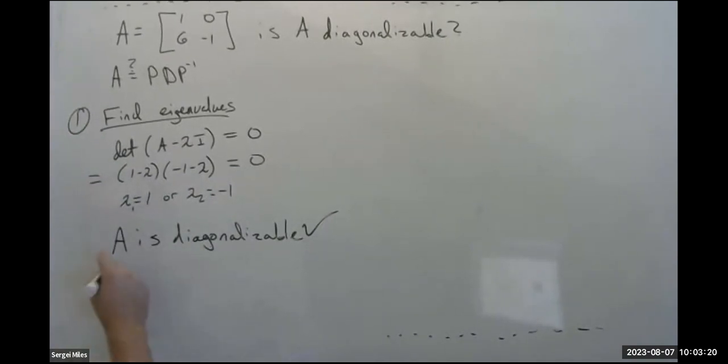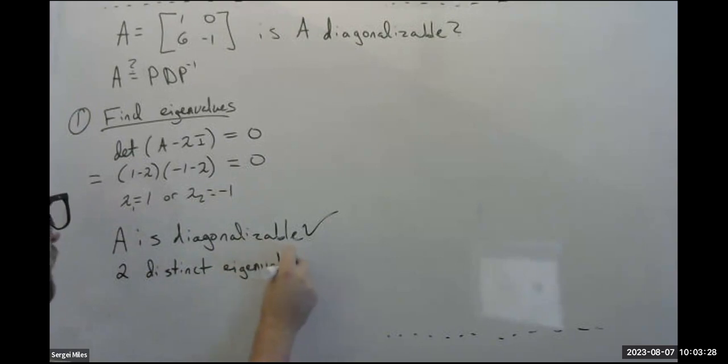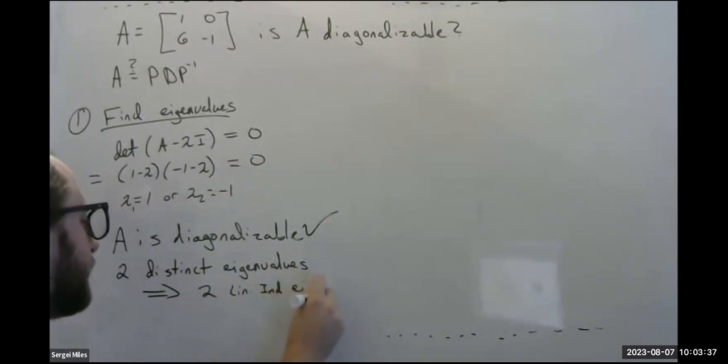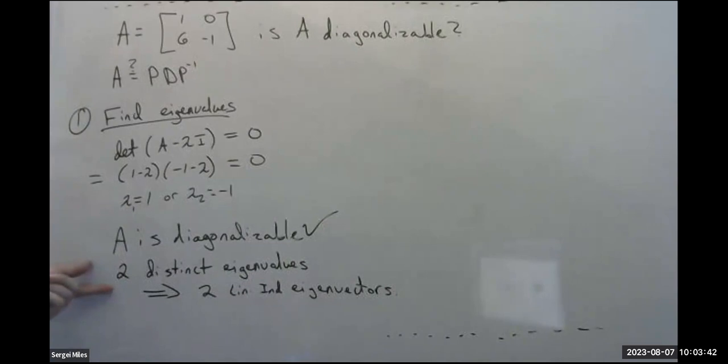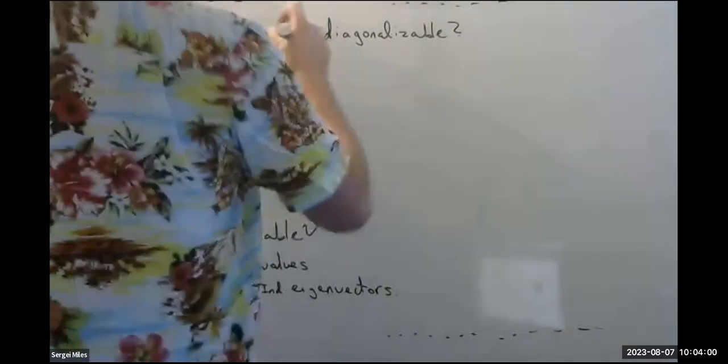I have two distinct eigenvalues. Remember that when we have eigenvectors from different eigenvalues, they're automatically linearly independent. So having two distinct eigenvalues implies two linearly independent eigenvectors. So even though I haven't found the eigenvectors, based on those theorems we discussed in 5.2 for the characteristic equation, or maybe it was 5.1, this is already enough to tell us we have enough linearly independent eigenvectors, therefore it's diagonalizable.